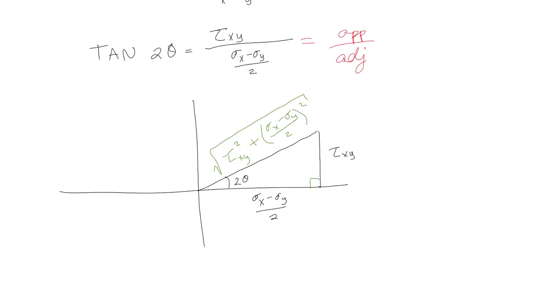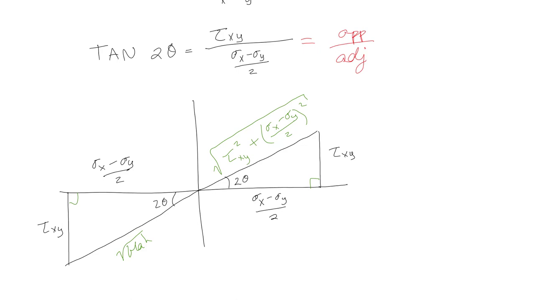So you can come over here and draw the same thing where you have the 2 theta, the tau xy, and the sigma x minus sigma y over 2. And here you have the square root of blah. Okay? Yay.